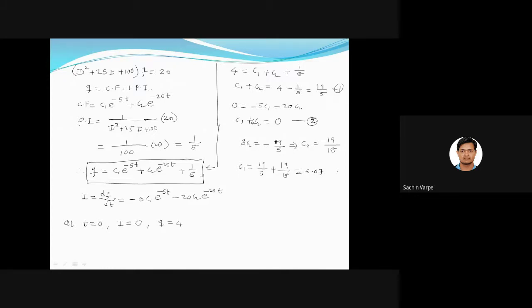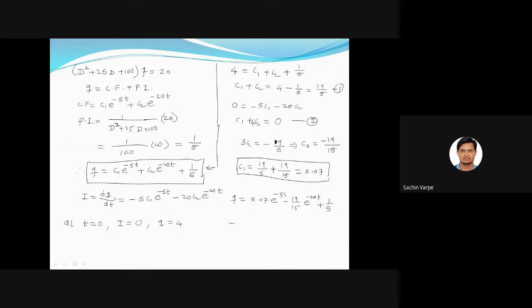All right. So C1 and C2 we have now. With this C1 and C2, the charge and current become Q is equal to C1, that is 5.07 e to the power minus 5t, plus C2, that is minus 19 by 15 e to the power minus 20t, plus 1 by 5. This is the instantaneous charge flowing through the circuit.